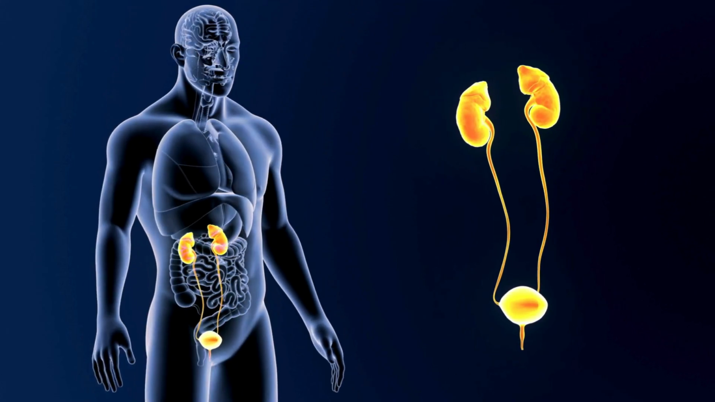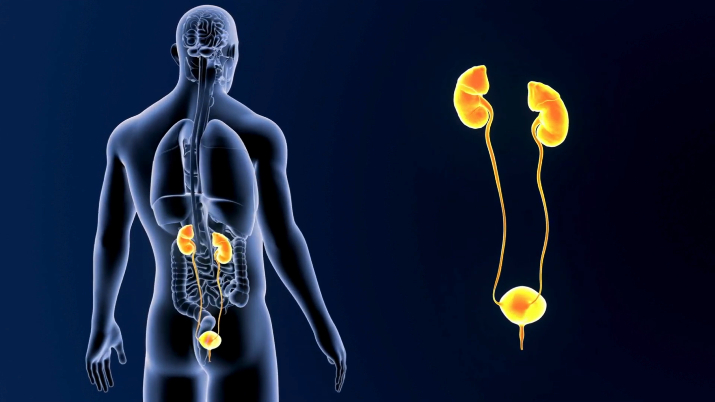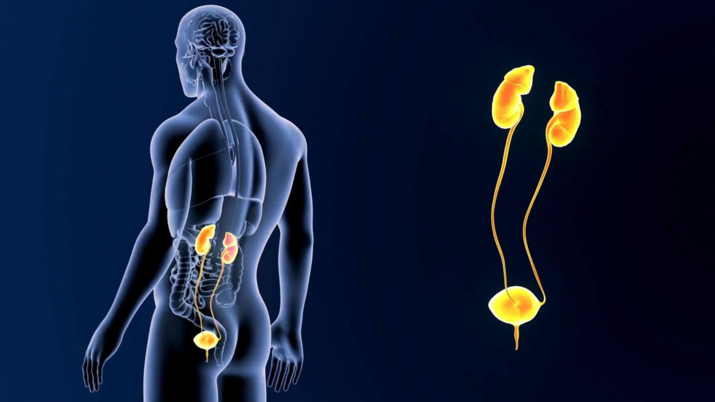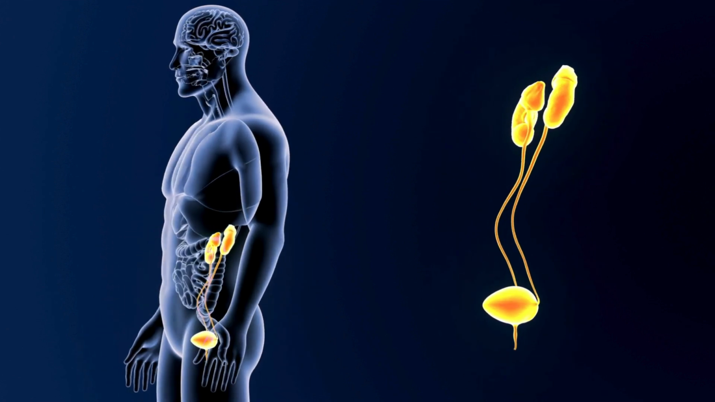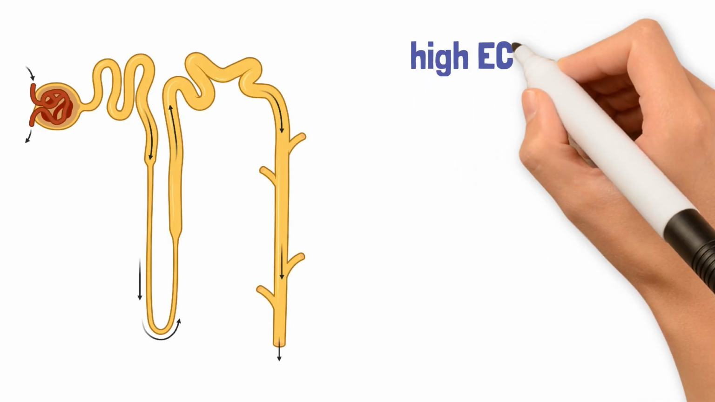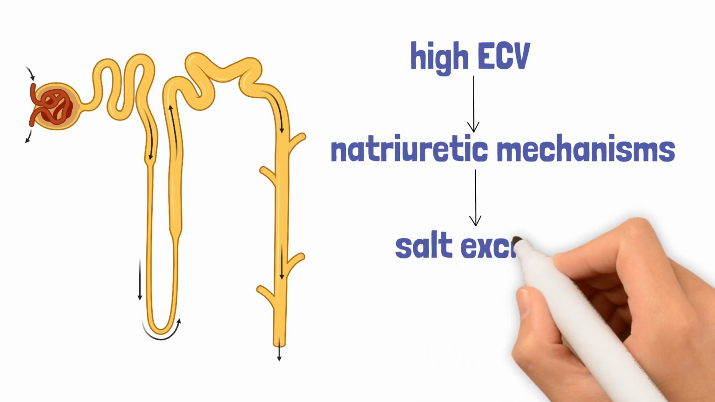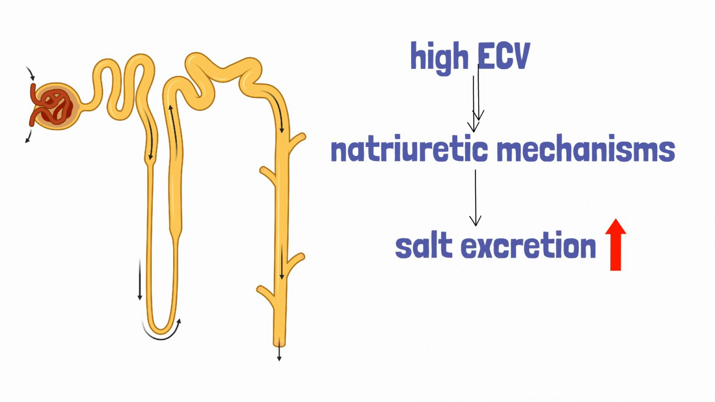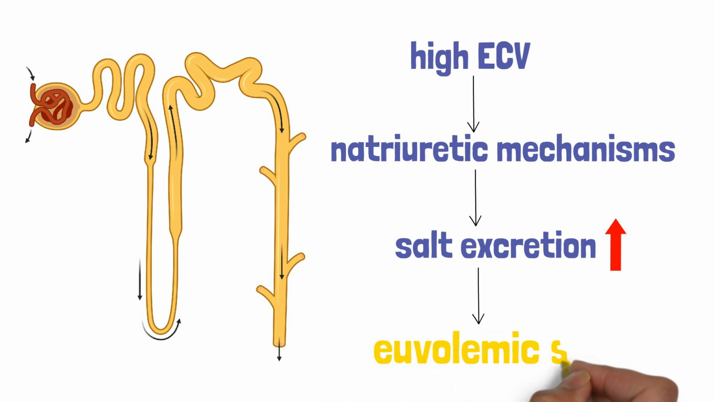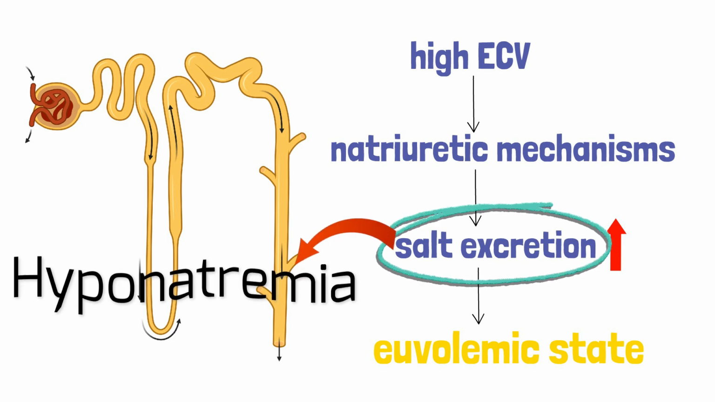This is because the kidneys can still maintain their ability to excrete salt regardless of the excess ADH that is present. As ADH signals for increased water reabsorption, the body senses the increase in extracellular volume and natriuretic mechanisms come into play, which causes increased salt excretion via the kidneys. The increased salt in the urine will osmotically attract water to be excreted, keeping the body in a euvolemic state. This increase in salt excretion also contributes to the hyponatremia seen in SIADH.